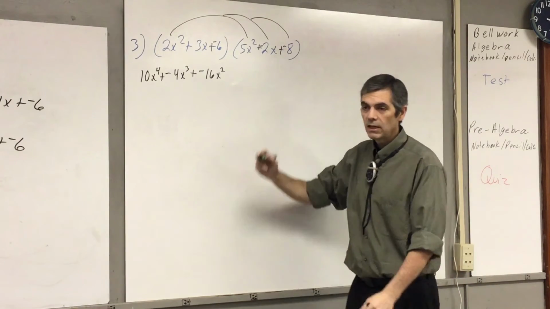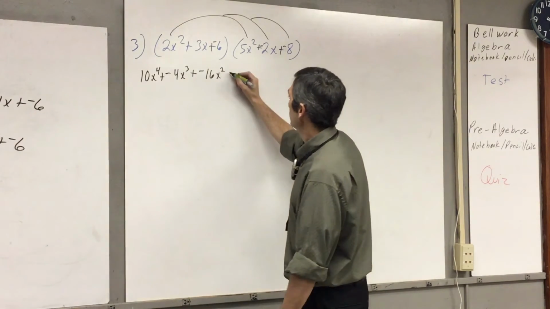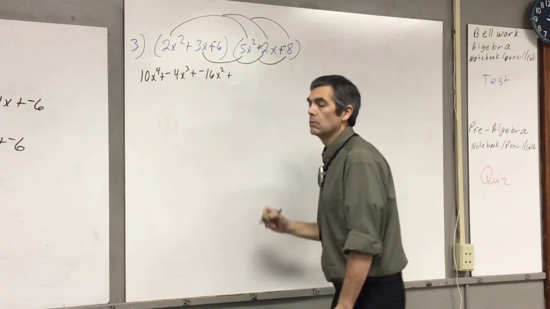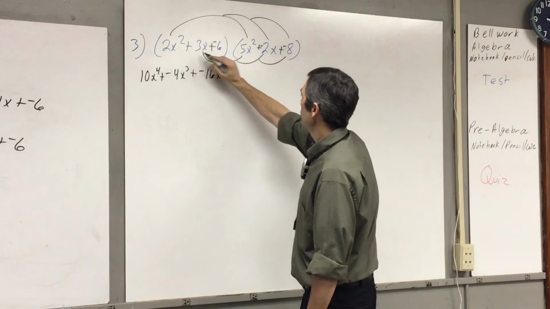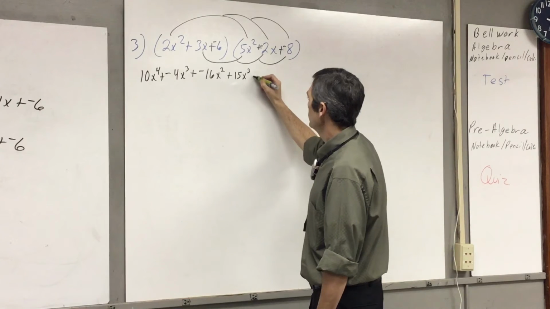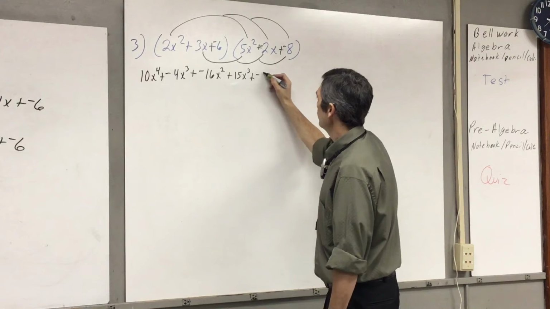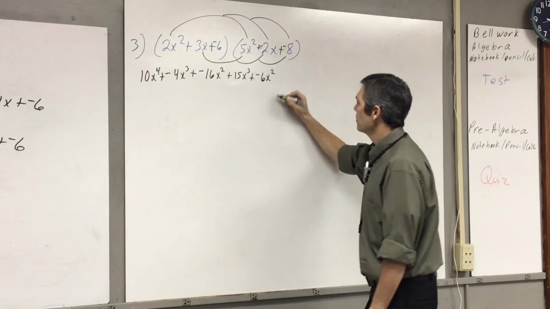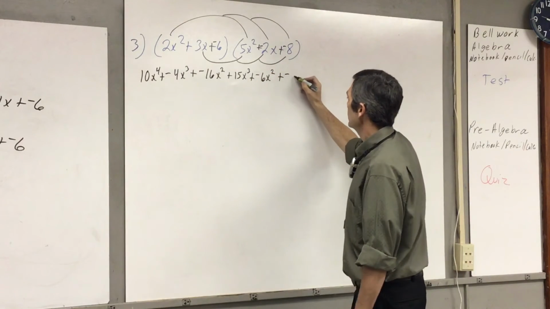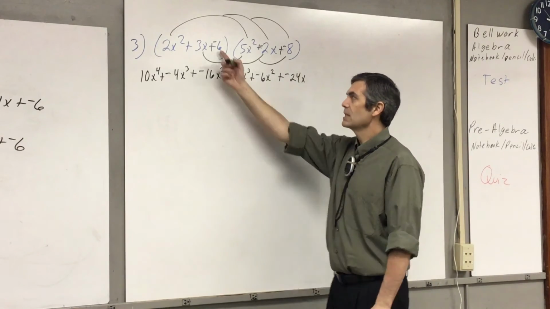All right, now we're just going to take the second term. Same thing, it doesn't change. All right, plus, and we're going to take this one times here, times here, times here. All right, so 3x times 5x squared gives you 15x to the third, plus 3x times negative 2x gets you negative 6x to the second, plus 3x times negative 8, negative 24x.